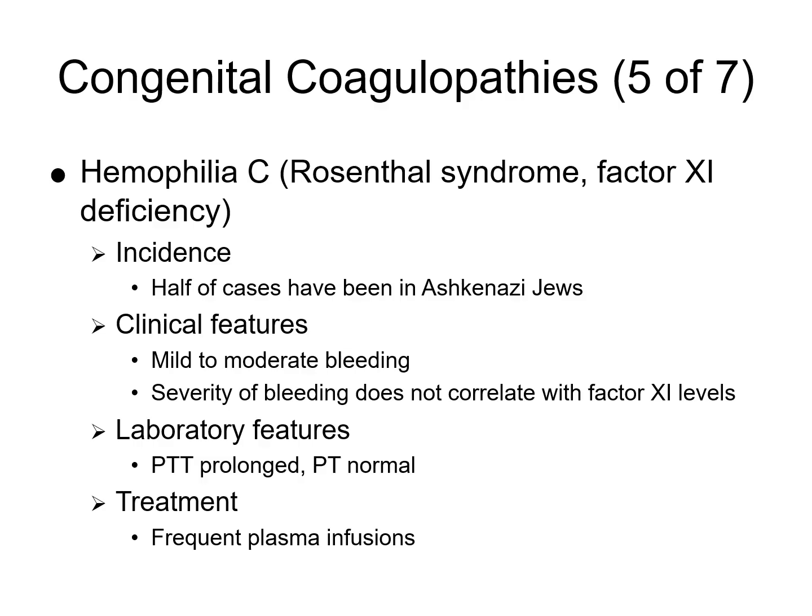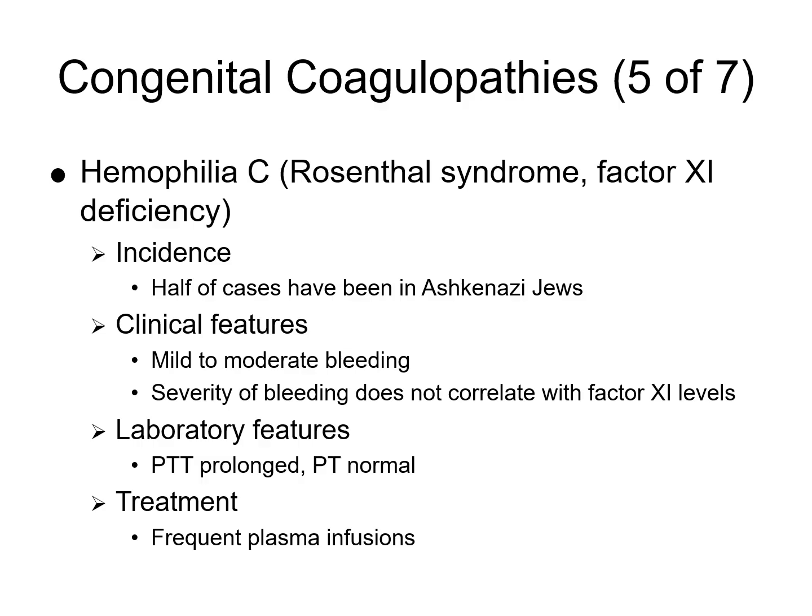So factor XI activity assay will confirm the diagnosis, and it may be identified during workup for unexpected bleeding or a prolonged PTT. For treatment, they can have frequent plasma infusions, so that's fresh frozen plasma, and that will help replace deficient factor XI before surgical procedures or during bleeding episodes. Factor XI concentrates are also available in some countries, but they're less commonly used. Desmopressin is usually ineffective in hemophilia C, whereas they use it for A and B. Antifibrinolytic agents can also be used as an adjunct therapy for mucosal bleeding.